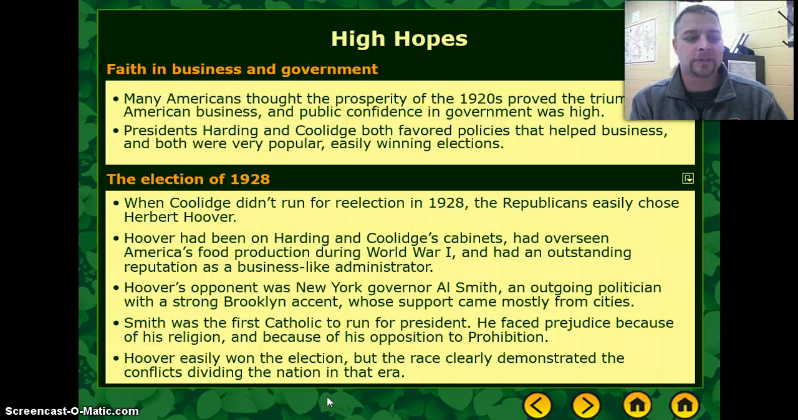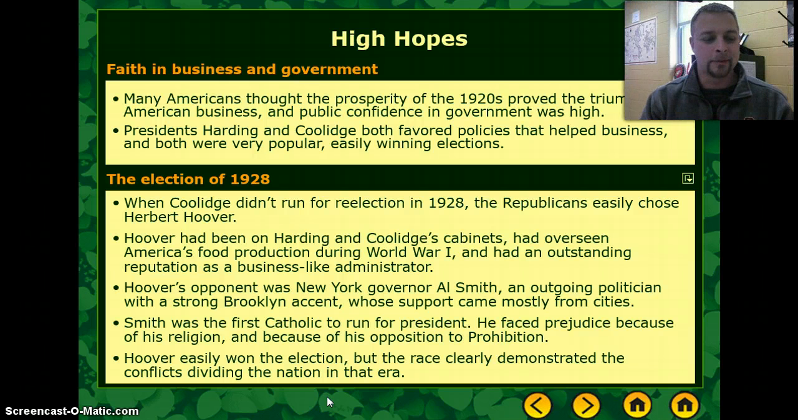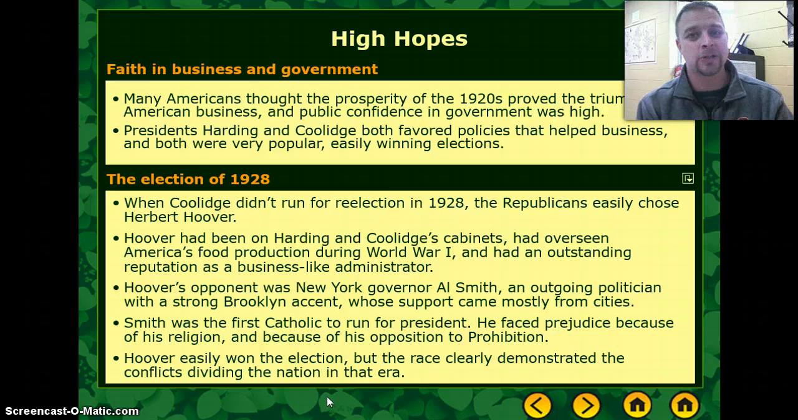Hoover had been in Harding and Coolidge's cabinets. He had overseen America's food production during World War I, and he had an outstanding reputation as an administrative leader. His opponent was New York governor Al Smith, a Brooklyn guy, but he was Catholic, the first Catholic to run for president, and that was a huge obstacle to him because of his religion and because he opposed prohibition. So Hoover's campaign painted him as the candidate of the Pope and of liquor. Hoover easily wins the election.